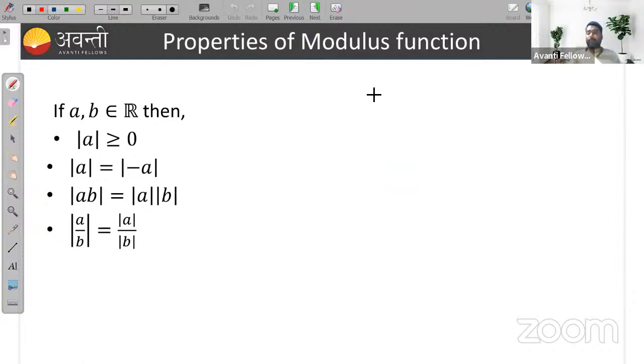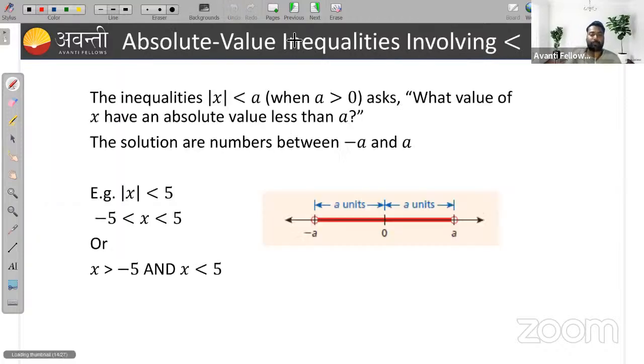Here are some properties of modulus functions. If a, b are real numbers, then we can say mod a is always greater than equal to 0, and mod of a is equal to mod of minus a. Mod of ab can be also written as mod of a into mod of b, and mod of a upon b, you can write it as mod of a upon mod of b, right? So let's move.